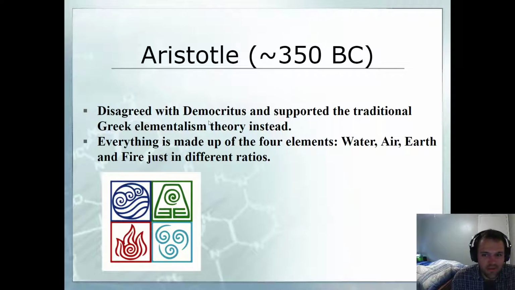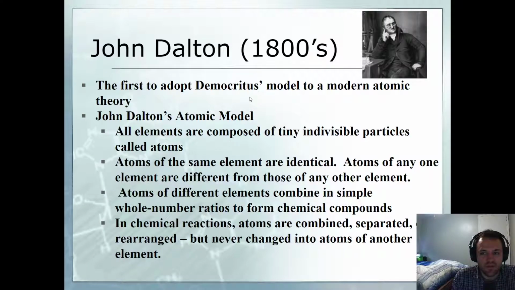And that's kind of what everyone agreed on for the next 2,000 years. No one really wanted to rock the boat and disagree with these guys until the 1800s when John Dalton came along. So he was the first one to go back and look at Democritus' theory and think, maybe this guy had the right idea. So Dalton did some experiments and came up with his own atomic model. And the main tenets of his atomic model were that all elements are composed of tiny indivisible particles called atoms. So pretty much what Democritus thought.